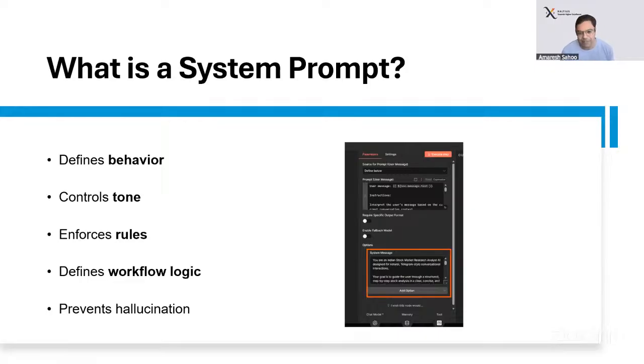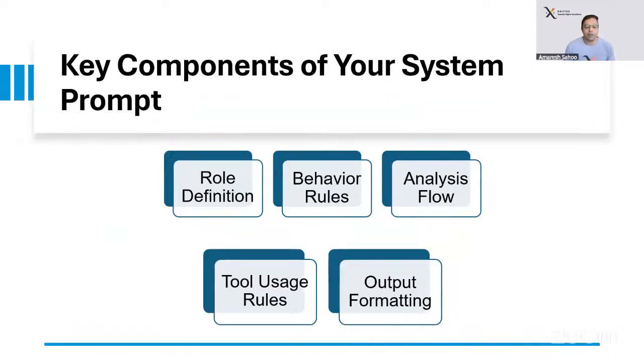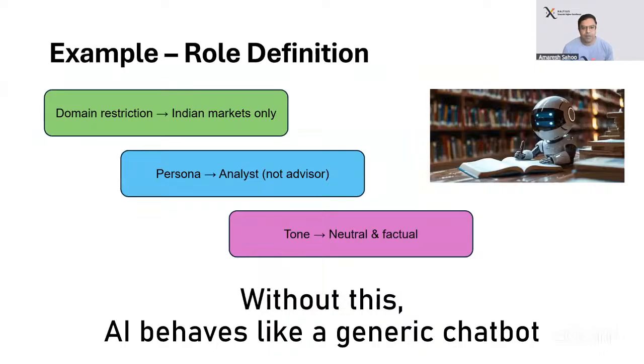If these things are not defined properly, you will have a tough time using the AI agent. Key components, of course: the role definition is there, the behavior rules are there, the analysis flow is there, the tool usage rules are there, and the output formatting is there. Everything is defined in the system prompt. If you do that properly, then you will have a good time using your system prompt.